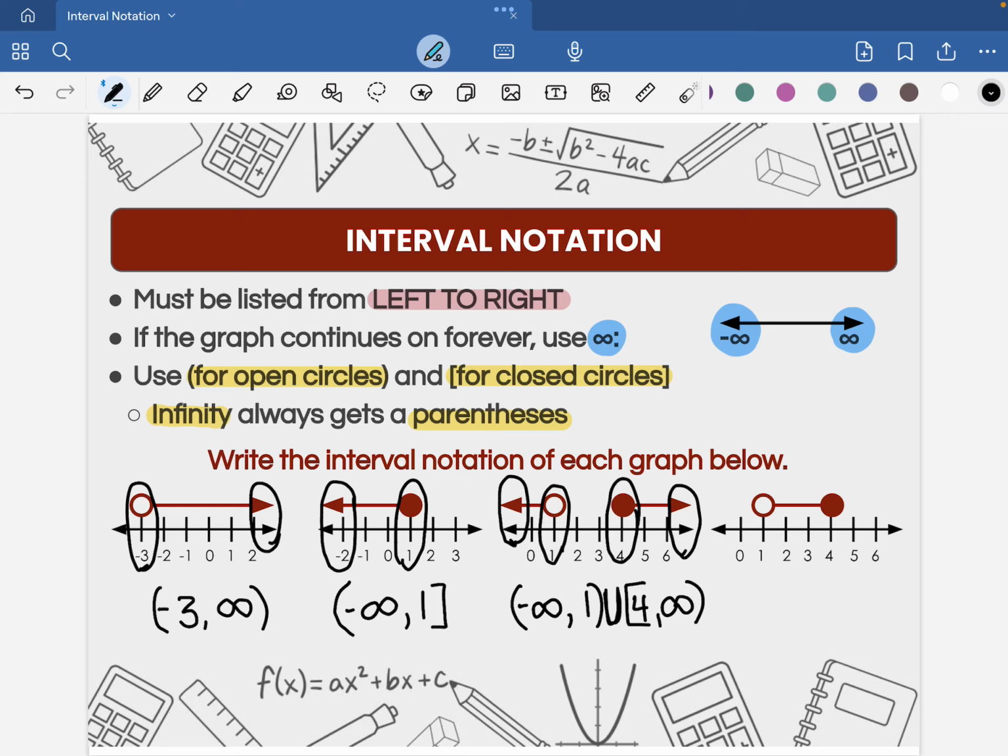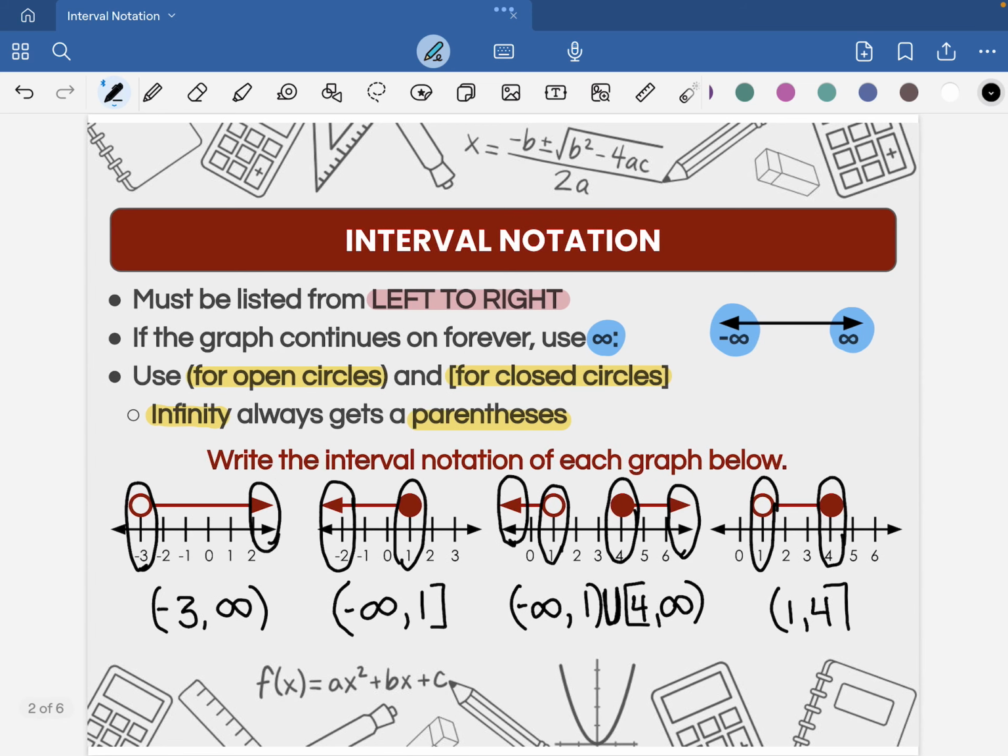Fourth graph. The left side is actually at 1, and the right side is at 4. There's no arrows on this one, so you don't need any infinities. The 1 will get a parentheses, the 4 will get a bracket because it's closed.